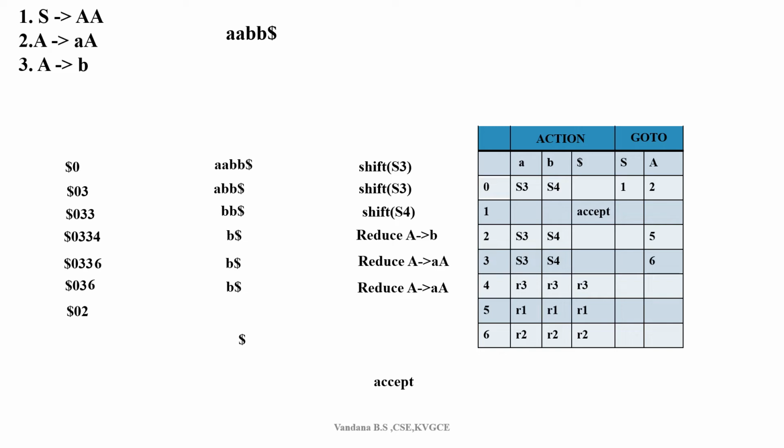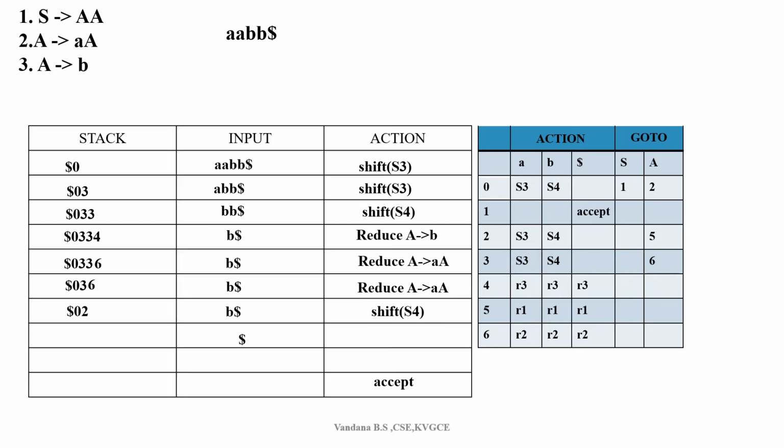0. Now look at the table. 0 on capital A. What is that? 2, right? So you push 2 onto the stack. Now 2 on B. What is 2 on B? Look at the table. 2 on B is S4, which means 4 is inserted onto the stack. Now the stack top is 4. 4 on dollar is reduce production number 3. How many symbols are in the right hand side? One symbol, so you pop 4 from the stack. What is the remaining thing? 0, 2. 2 is the stack top.